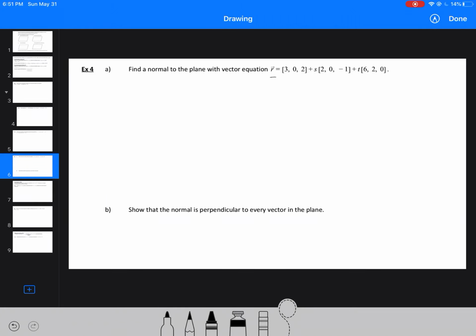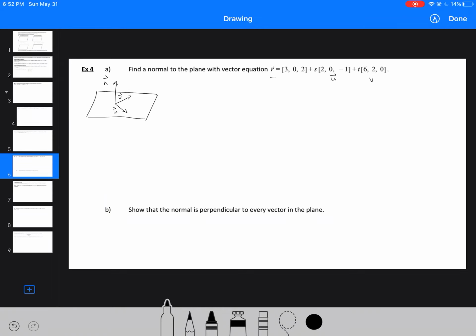This video goes over finding the normal to a plane. So in our first example here, we have a plane and we have a vector equation, and we can sketch those here. So we've got u and v. And what we want to do is use the cross product to find the normal.